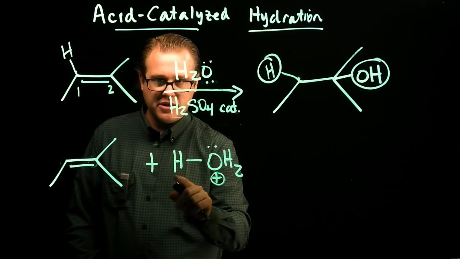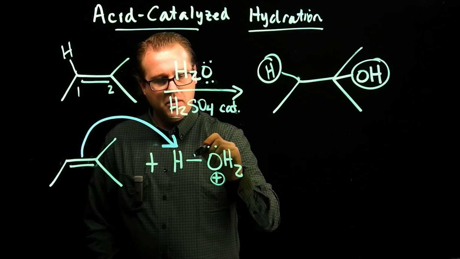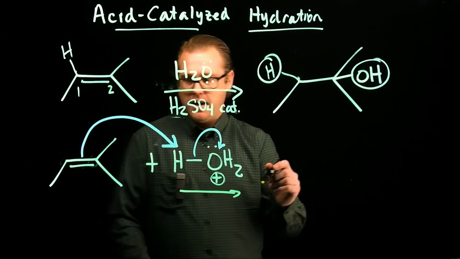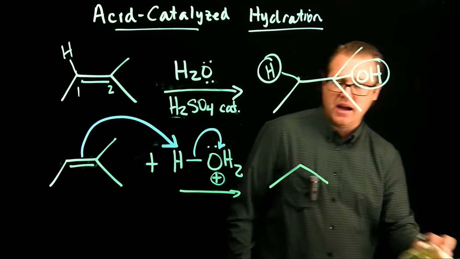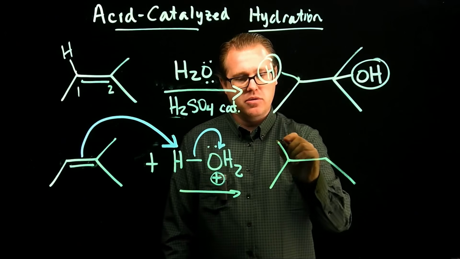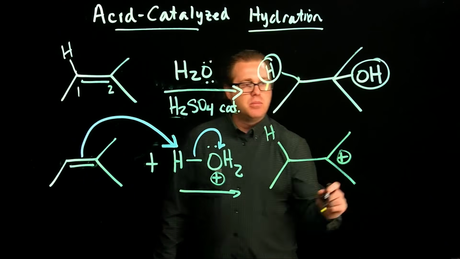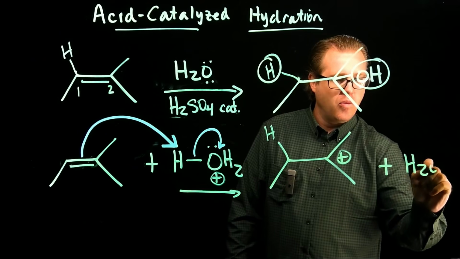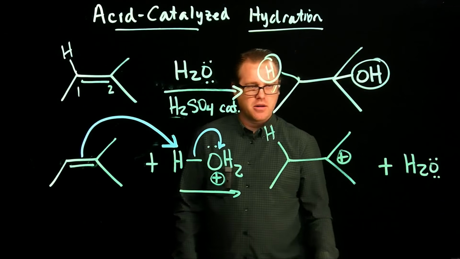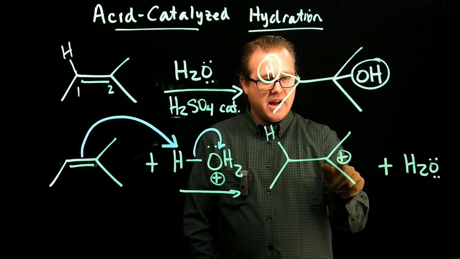So the first step is this alkene is electron rich. This hydrogen right here is electron poor. So it's going to grab it, break that, and then we are going to add the hydrogen according to Markovnikov's rule, right? So we'll add the hydrogen there. That will generate a secondary carbocation plus water. So you see how the hydronium gets converted into the water.